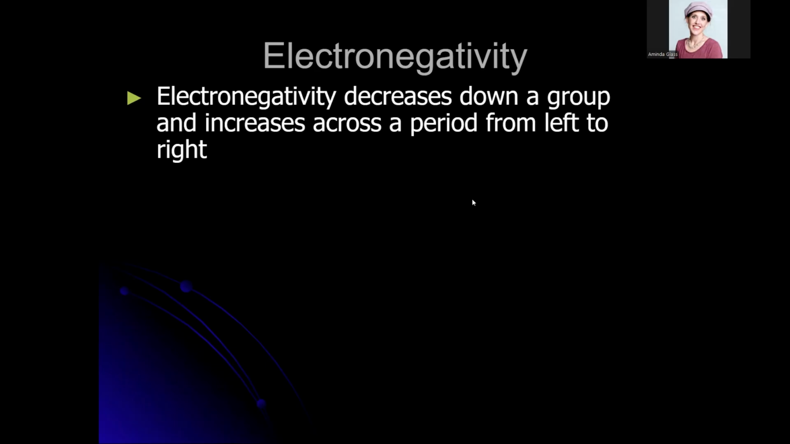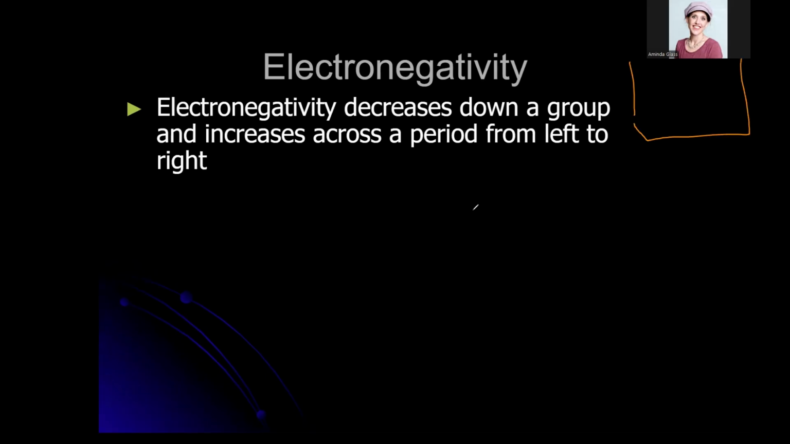So if we have our periodic table, electronegativity decreases down a group and increases as you go across a period from left to right. So if you can remember fluorine in the upper right-hand corner, that's going to be one of your most electronegative atoms.